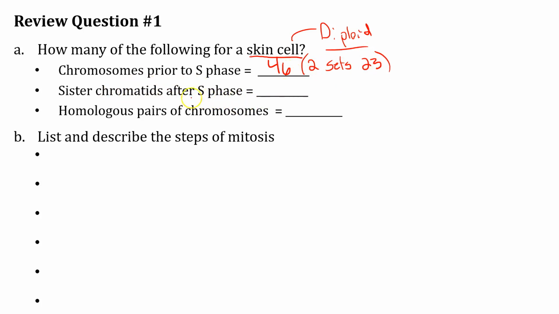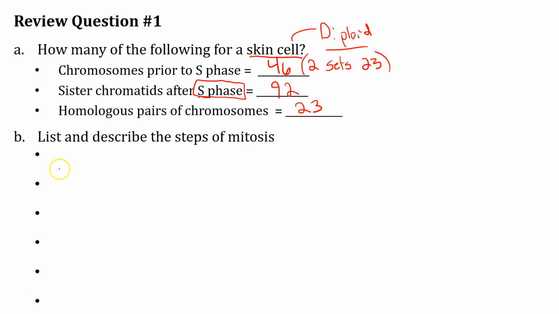The number of sister chromatids after the S phase, so after all of these have duplicated, then that would be double the number of chromosomes. So this would be 92 sister chromatids. And the homologous pairs of chromosomes, we'll assume this is talking about prior to the S phase. This is going to be 23, okay? Because you have two sets of 23 chromosomes, and the chromosome of one number on one set has what's called a homologous pair with the chromosome of the same number on a different set. Okay, so two sets of pairs, so 23 pairs for a total of 46 chromosomes.